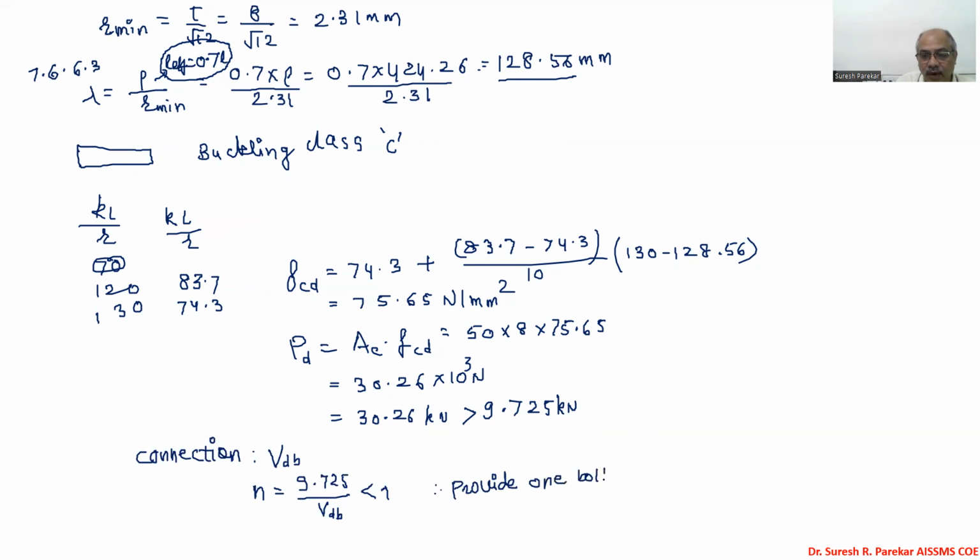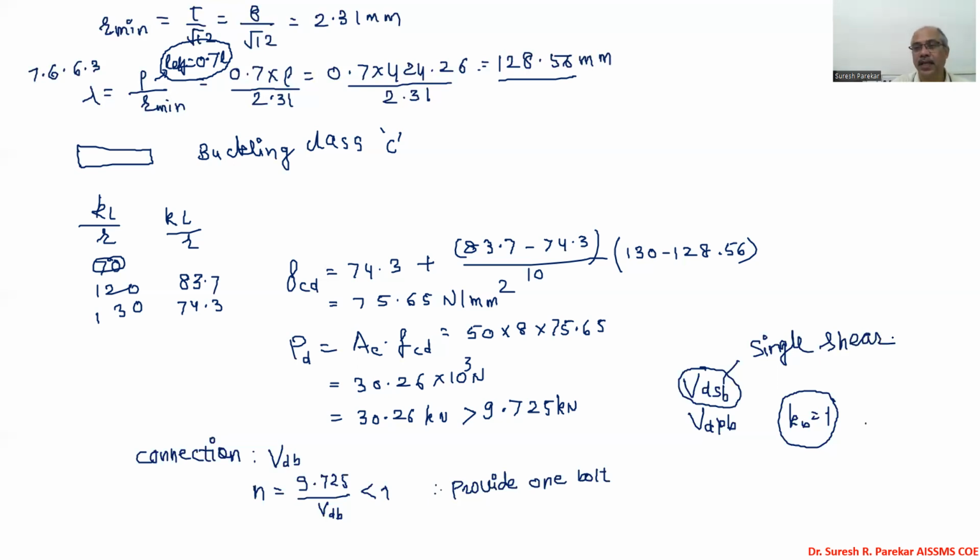Now, while going for VDPB, we have to find both VDSB and VDPB. In this, we have to consider KB as 1 because we do not have any pitch or end distance, and then we can assume KB equal to 1. And we have actually the lesser value of VDSB because we have this as single shear. And likewise, we have to go for double lacing. Single already we have seen.